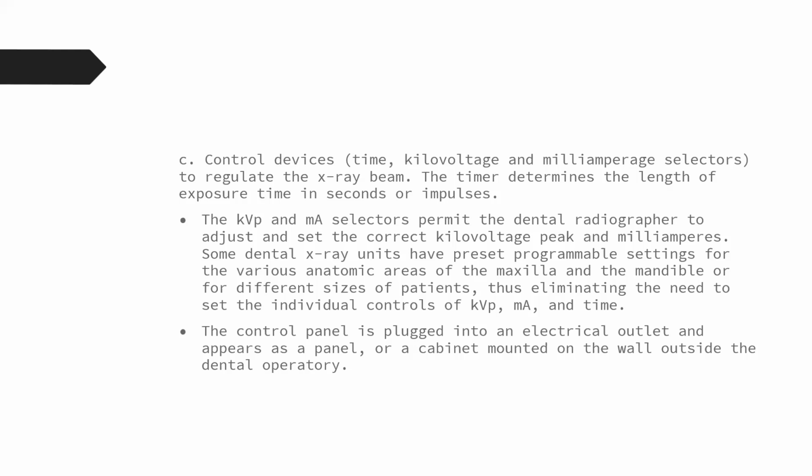So the control panel is plugged into an electrical outlet and appears as a panel or a cabinet mounted on the wall outside of the dental operatory, right? So there are different types of machines too. You can have the wall-mounted ones as you've seen on the image that I've shown you earlier, and you can have the freestanding ones that stand on a tripod. Those are also available, but the wall-mounted ones are the popular ones these days. The tripod ones are there, but they're not as popular as the wall-mounted ones.